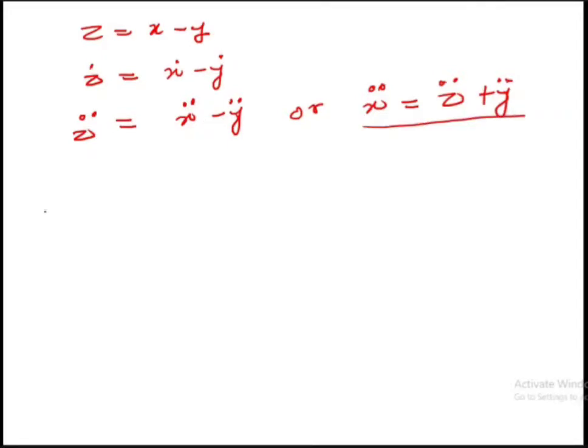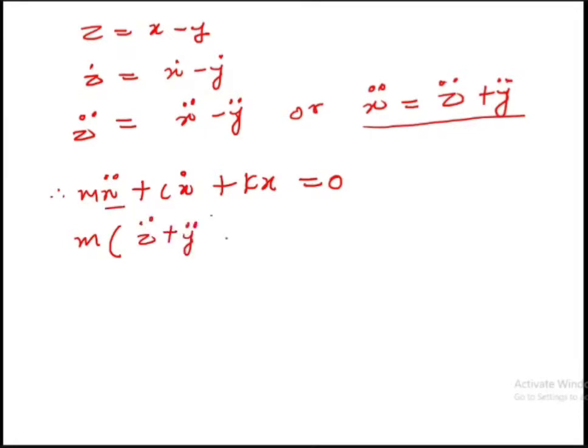Okay. Now, what is the equation of motion? A basic equation of motion: m x double dot plus c x dot plus k x is equal to 0. This is a basic equation of motion. So now put all these terms here. So m into what is x double dot? x double dot is nothing but z double dot plus y double dot. So everything I have to put in terms of z.